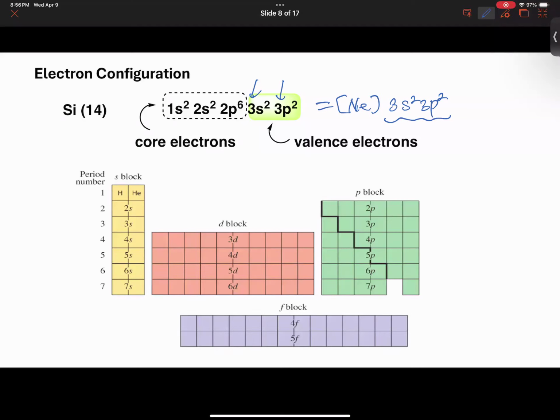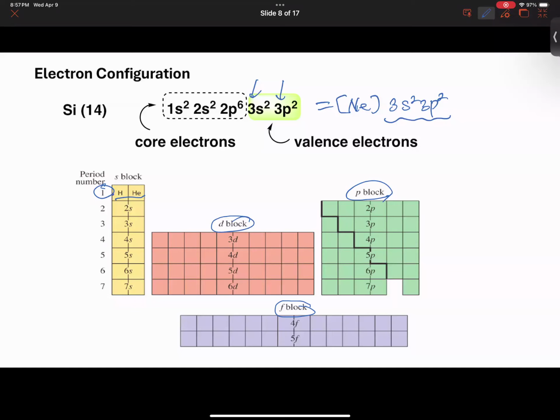So when you write the electron configuration, it is very helpful using the periodic table as a guide, the period number, and working with the S block. The left two columns of the periodic table are called the S block. The right hand side 6 columns are called the P block, and the middle 10 columns are called the D block. The bottom lanthanides and actinides are called the F block.